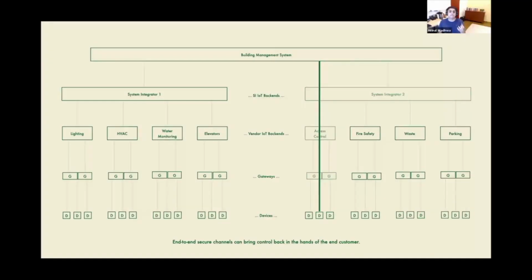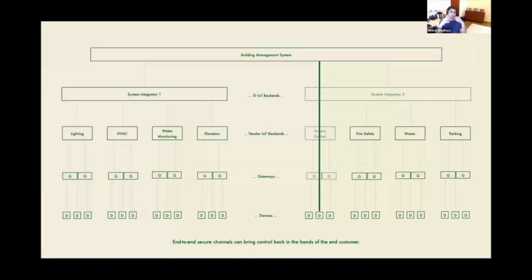Now, of course, this is a trade-off. They might need some of the information. Like, for example, the HVAC vendor might need to know maintenance information about the device, but they don't need to know the actual content of the device data, right? So we need control over what data is revealed to whom in the system.